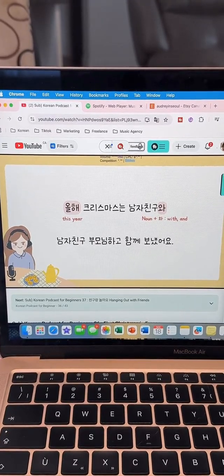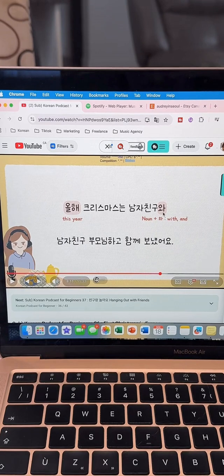So yes, as I was saying, 와 is something that is mostly seen in written form, so you will never or almost never hear anyone use this particle when they speak out loud. So for example, you would use more something like 랑 if you are speaking in Korean and you want to say and or with. So here it would be this year, Christmas, okay, this year's Christmas, boyfriend, and let's go to the next part of the sentence.